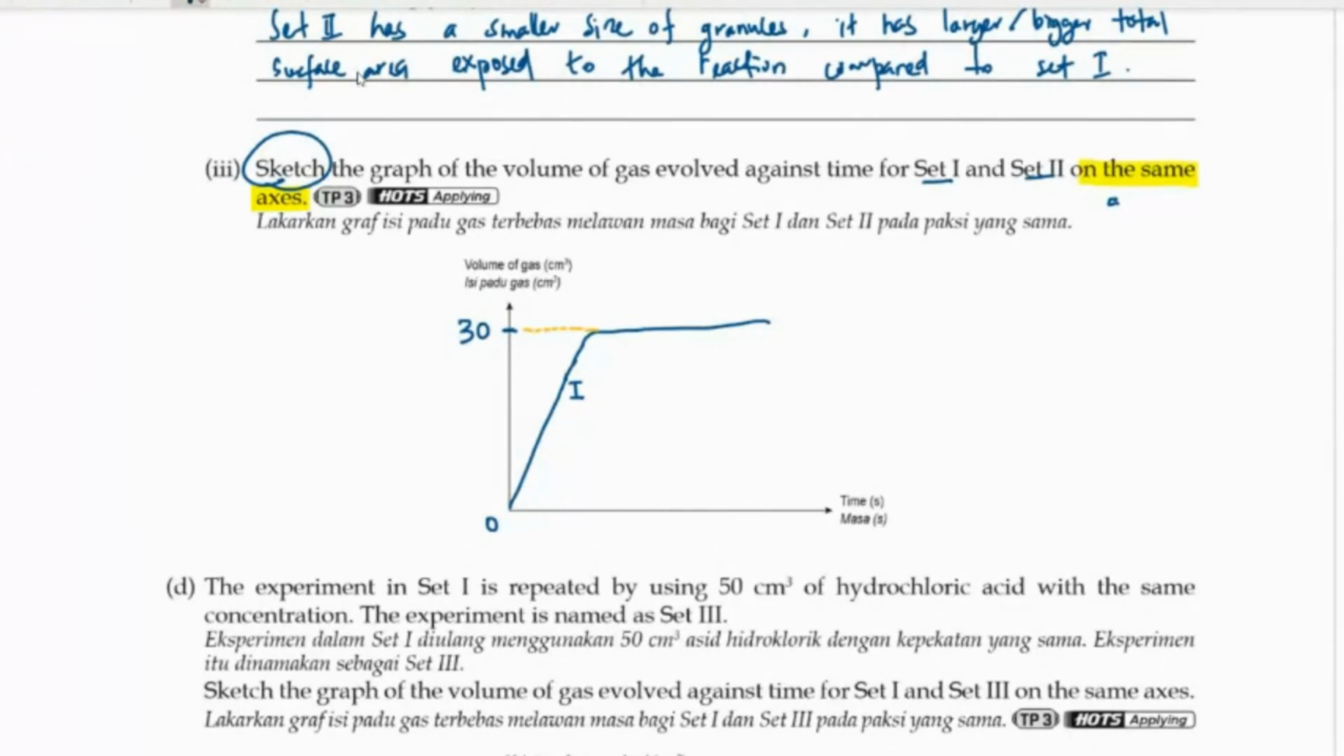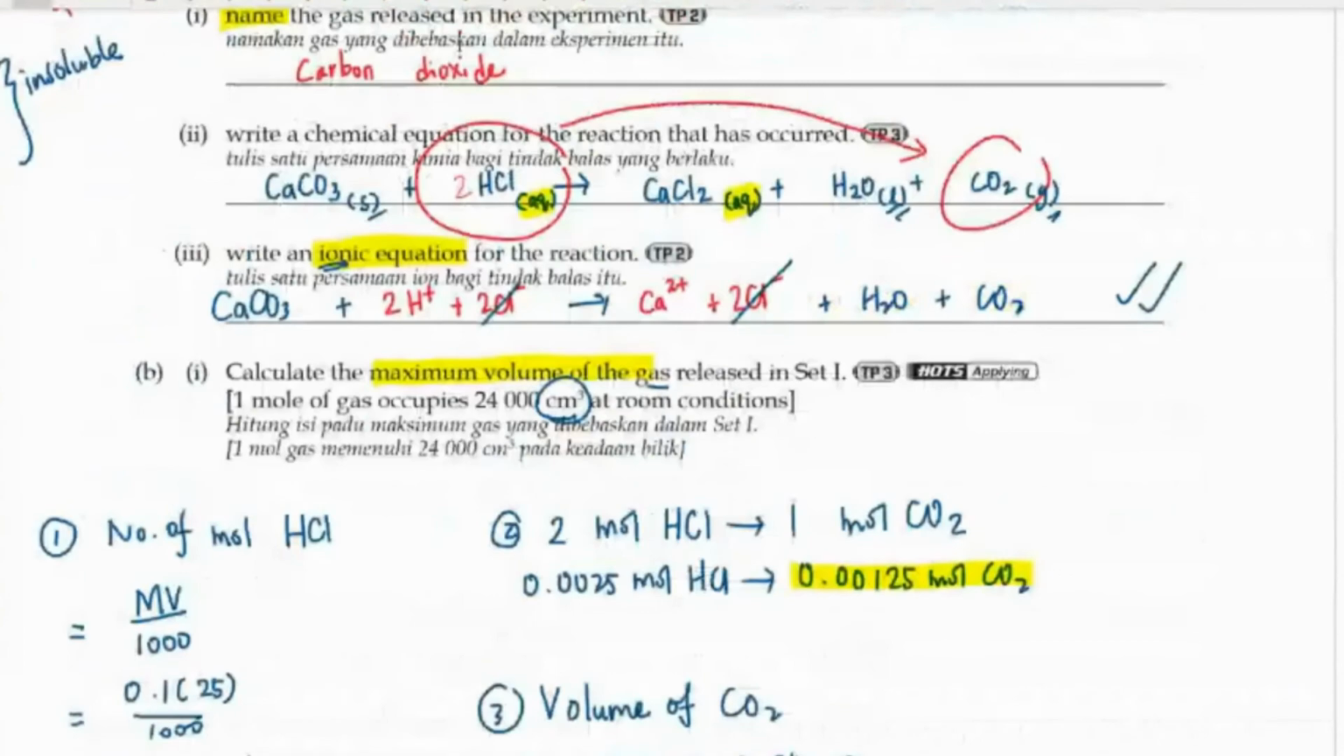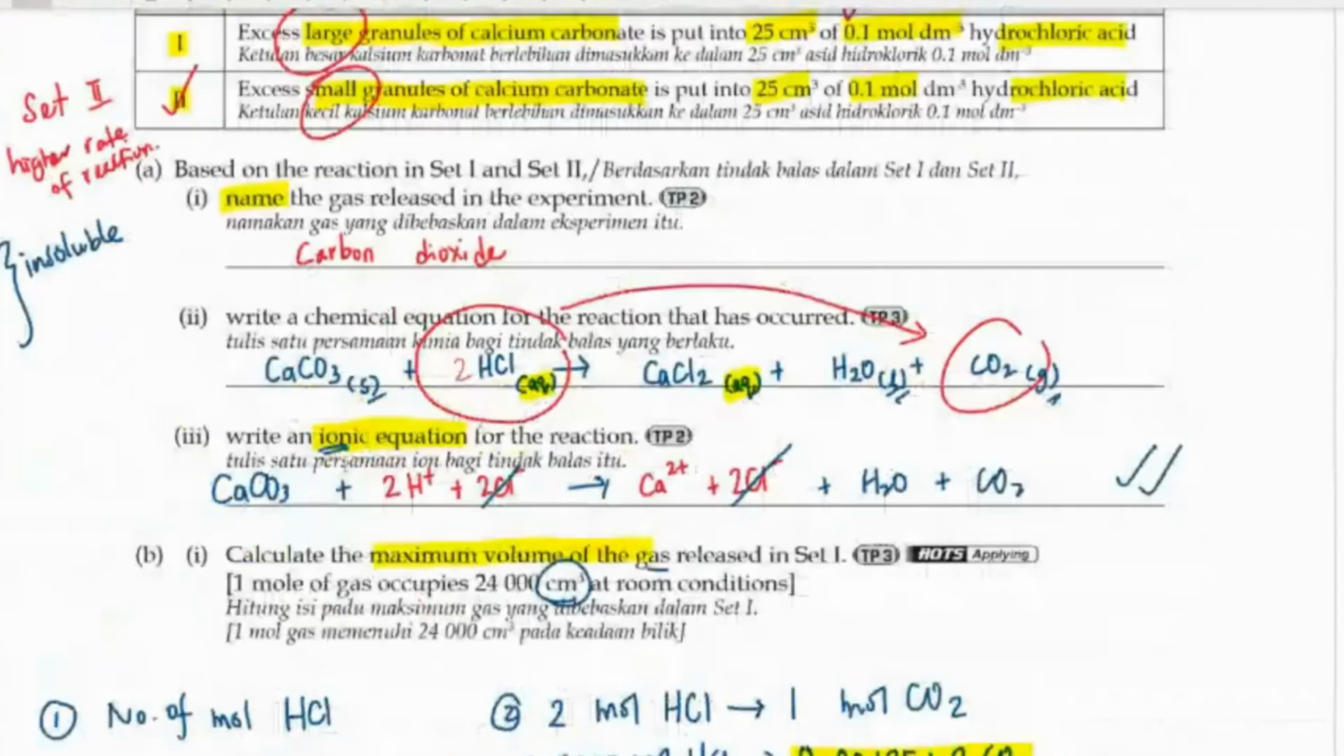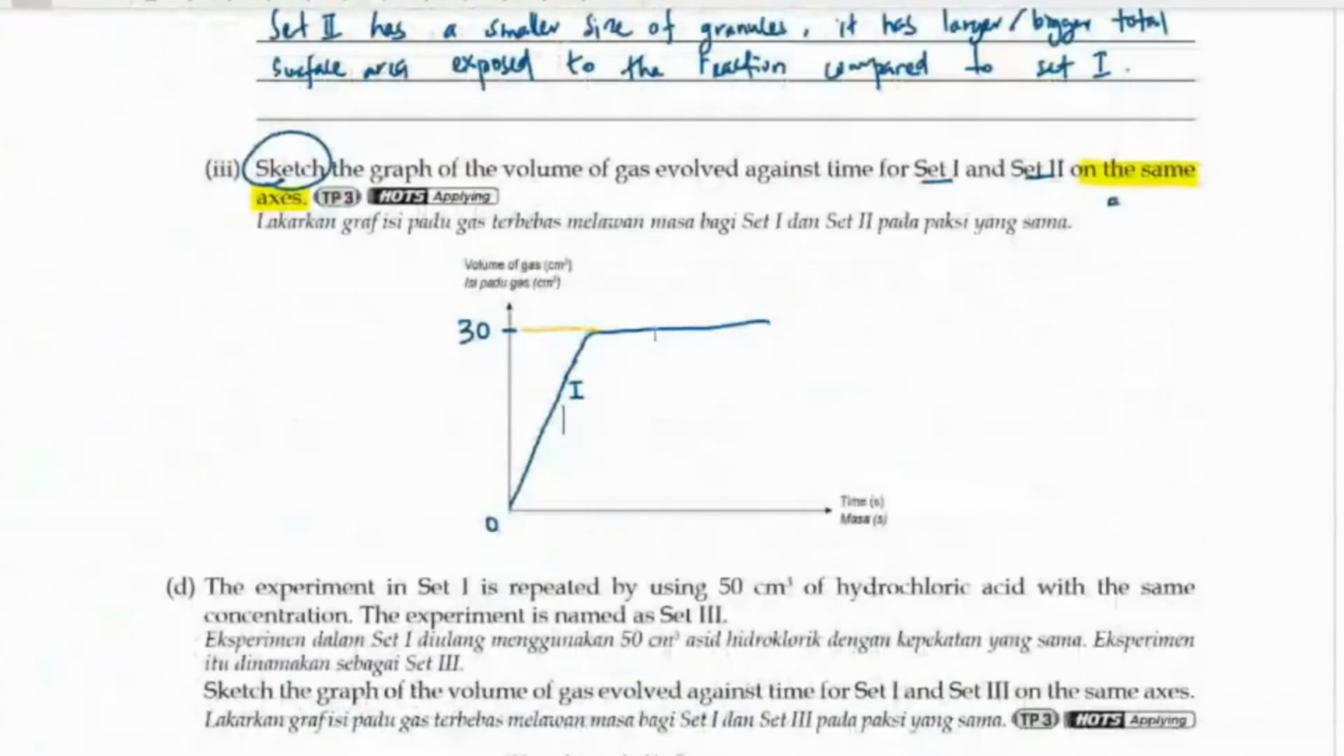Now set 2. We know it has a higher rate of reaction. Remember, a higher rate of reaction means the gradient will be steeper. It will be like this: a higher rate of reaction, but it ends at the same place. So this is set 2, and this is set 1.